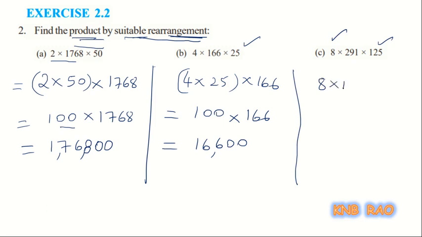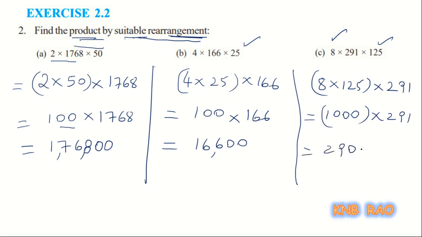Similarly, in question number C, I will multiply 8 and 125 first. Why? Because their product gives a number ending in zeros. That is 8 into 125 is 1000. 1000 multiplied to 291 is just putting 3 zeros, sorry, here it is 1,291, and 3 zeros just gives us 2,91,000. So that much simple it is.